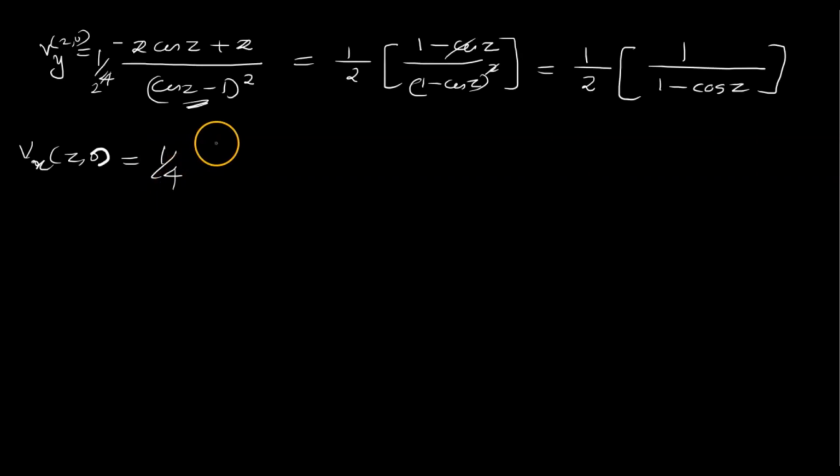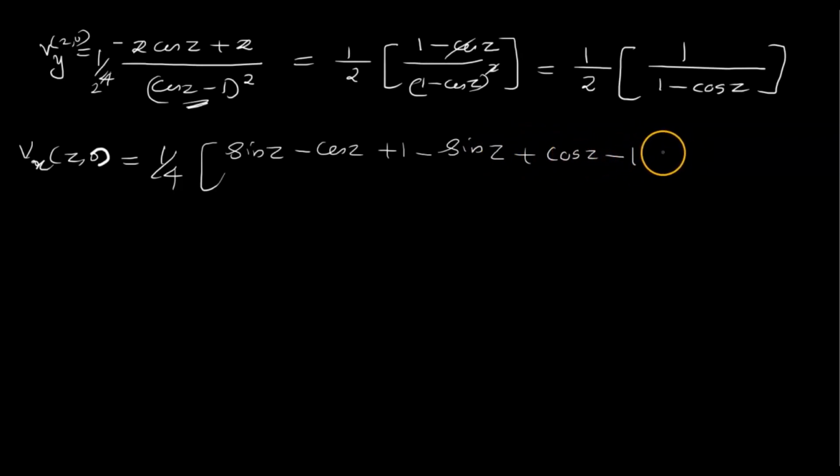1 by 4 sin z minus cos z plus 1 minus sin z, e raised to 0 is 1, plus cos z minus 1, plus that term is 0. So plus 1 minus 1 cancel, cos z minus cos z cancel, sin z minus sin z cancel, so this is 0. So what is our f of z?